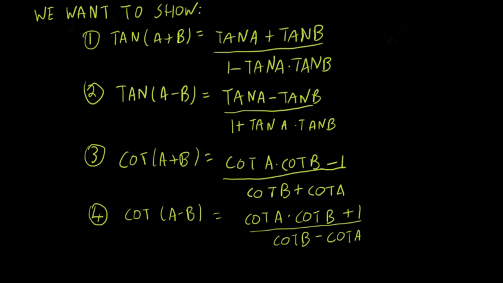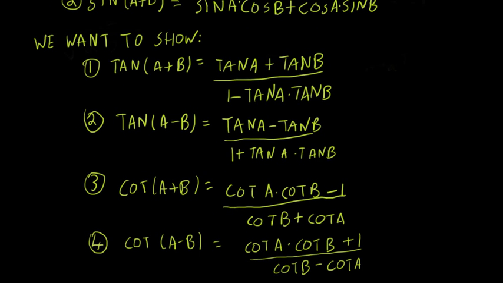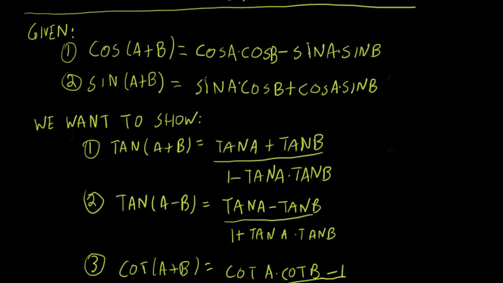But before we worry about these four equations, what we want to do is find out what cosine of A minus B and sine of A minus B are in terms of cosines and sines of A and B. Because here you see that cosine of A plus B is expressed in terms of cosine of A, cosine of B, sine of A, and sine of B. And sine of A plus B is also expressed in terms of cosine of A, cosine of B, sine of A, and sine of B.